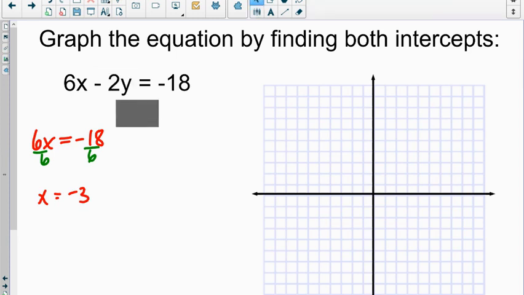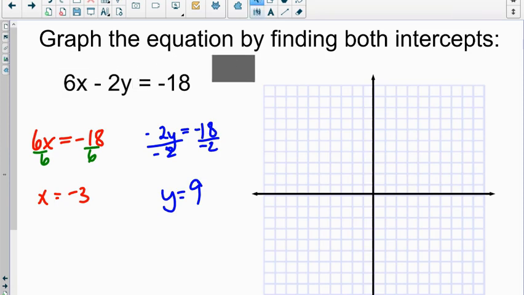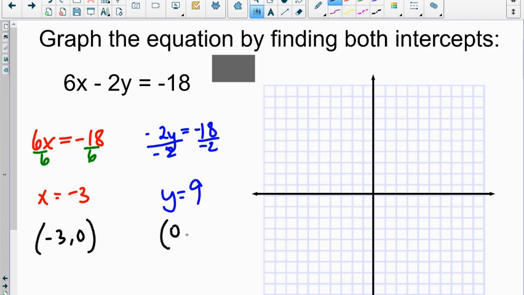If I want to find my y-intercept, now I want to cover up x, making the x 0, and I solve the remaining equation. Negative 2y equals negative 18. I divide both sides by negative 2, and I get y equals positive 9. Now keep in mind, these are 2 different ordered pairs. They're not one ordered pair. The first one, when x was negative 3, that's because y was 0. And on the second ordered pair, when x was 0, we got a y coordinate of 9.